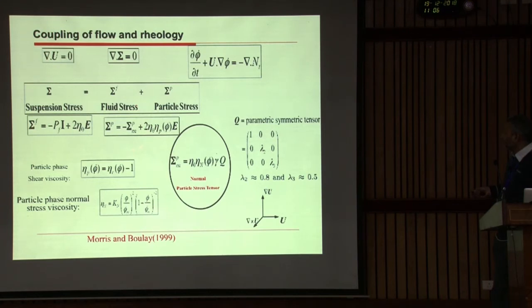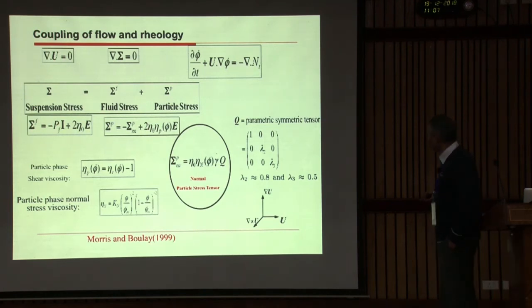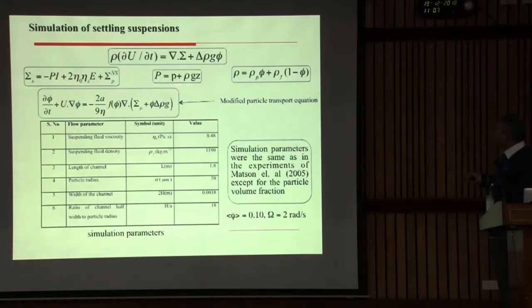So you have a normal part and a shear stress part. The normal stress part is modeled in a similar fashion, but you have a scaling which depends on the particle concentration and the shear rate. Since these particle stresses are anisotropic, you have to multiply by an anisotropic parametric tensor. These are the values of k which work well for monodispersed suspension, 0.8 and 0.5. These are basically not normal stress differences; these are the ratios of 22 to 11 and 33 to 11. We used it for settling suspension, but you need a little modification.